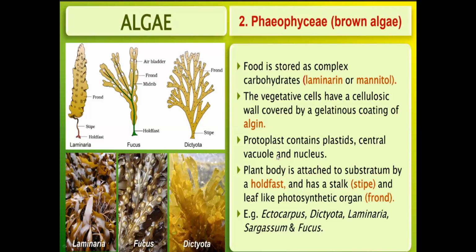So they have a central vacuole and nucleus. The plant body is attached to the substratum by a holdfast and has a stalk-like stipe and leaf-like photosynthetic organs called fronds. Okay, so this is the holdfast. Then the branch is called the stipe and the leaf-like structure is called the frond.